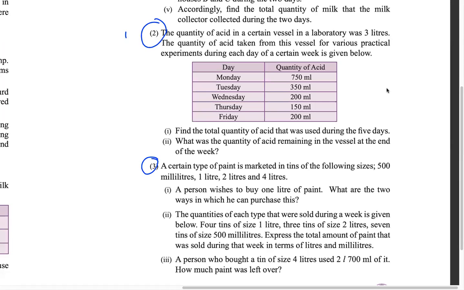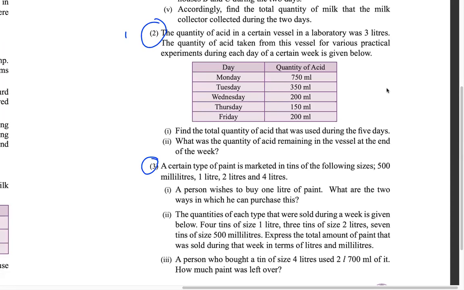Okay, and they have mentioned that on Monday this particular amount is used, and Tuesday this much, and Wednesday as they have given on the chart. So in the first question they are asking, find the total quantity of acid that was used during the 5 days. What can we do, Rifki? We had to add. Very good. You can add these all 5 quantities in each day.